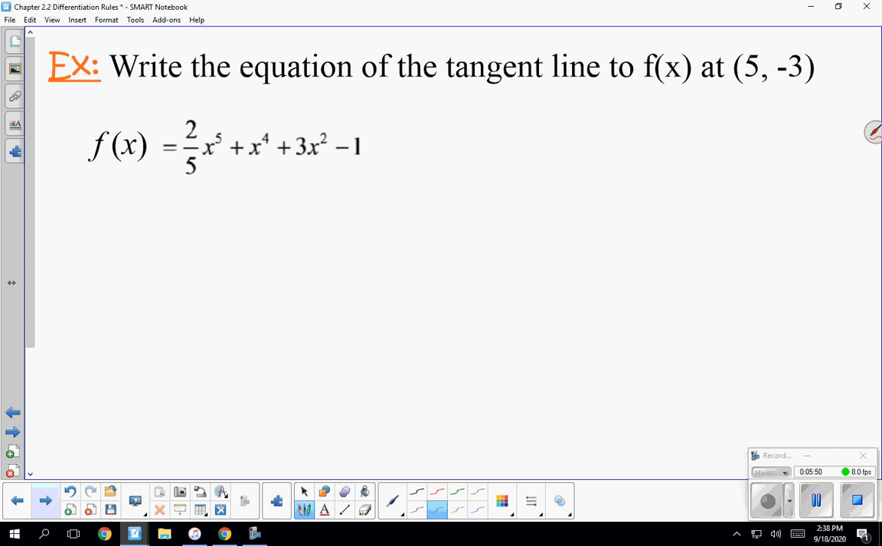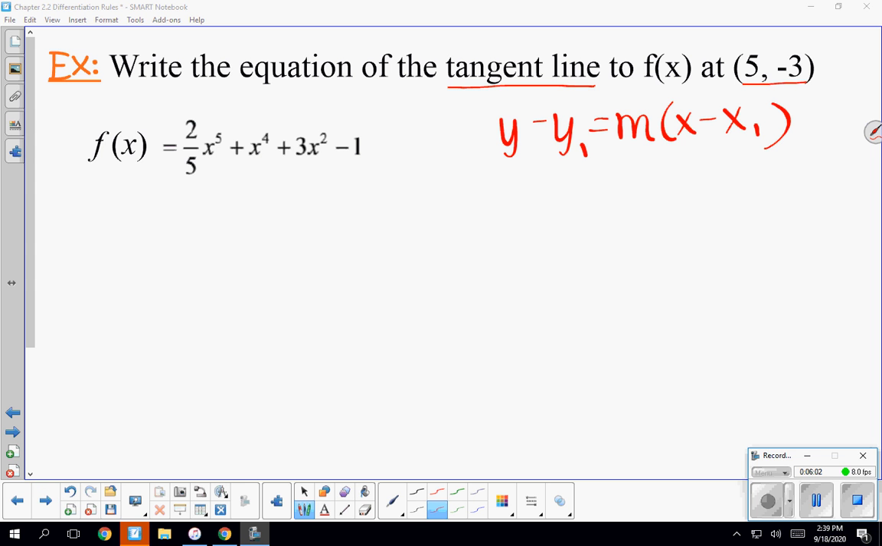So right now we're just writing an equation of a tangent line. So remember, a tangent line is a straight line. So we're going to use point slope form because we know our point of tangency, and if we find the derivative of this function, then we will know the slope. Okay, so we can find the entire equation now.